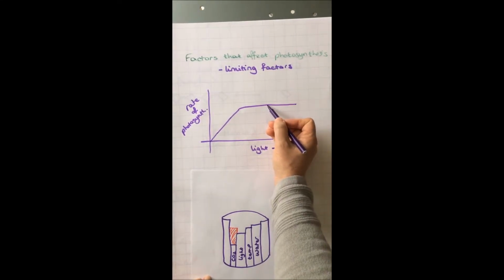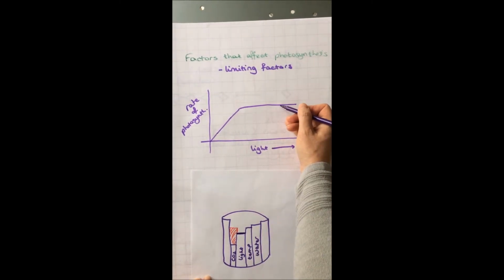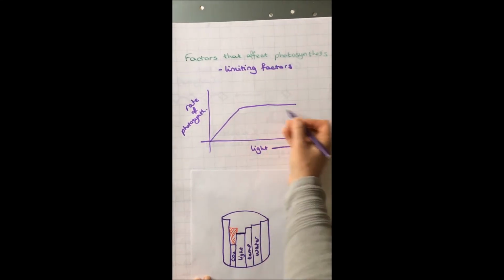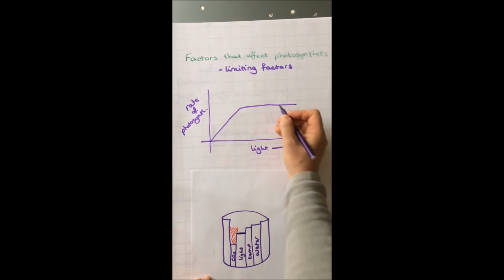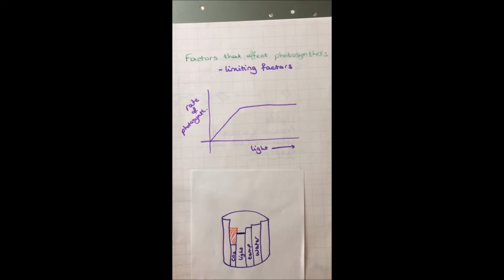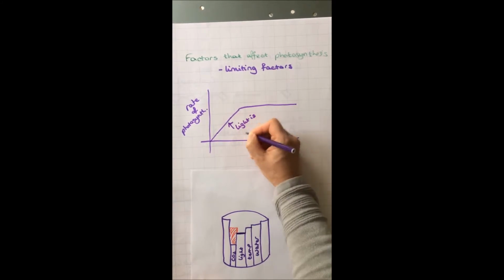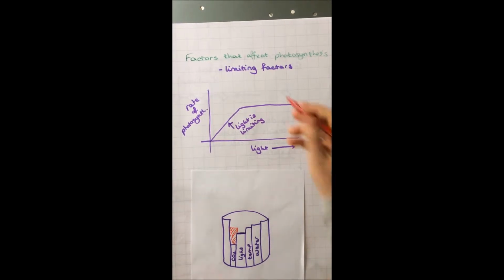And at this point here, that's the same as me reaching this point here. I could add more and more light, but it makes no difference whatsoever because I can't make my reaction go any faster, because now all of a sudden something else has taken over as the limiting factor. So at this point here, light is limiting. But at this point here, light is no longer limiting, and now something else has taken over.